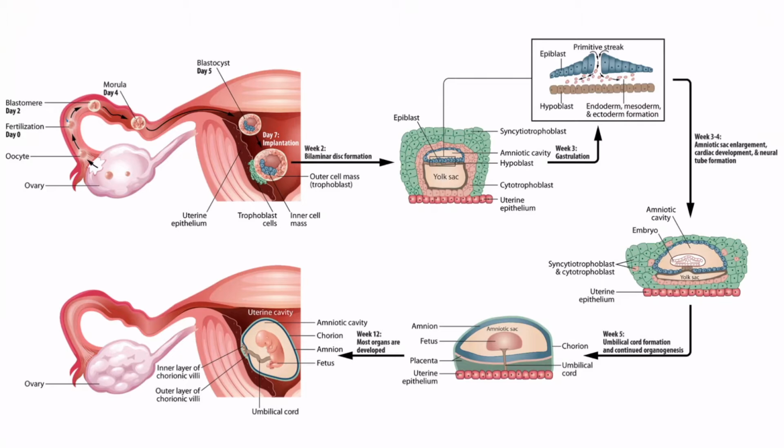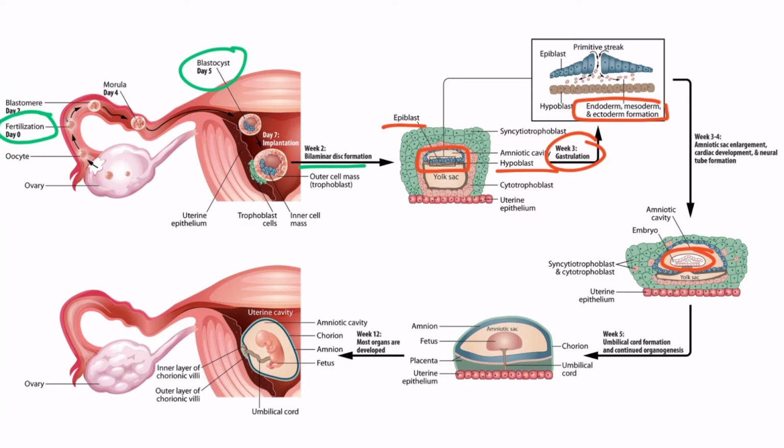As a brief review, recall that after fertilization, the blastocyst implants on the uterine wall. Around week 2, a bilaminar disc is formed, which includes the epiblast and hypoblast, which we can see right here. At week 3, gastrulation occurs, and we end up with the formation of the endoderm, mesoderm, and ectoderm. After gastrulation, we can see 3 layers of the embryo right here, and these are inside of the amniotic cavity.